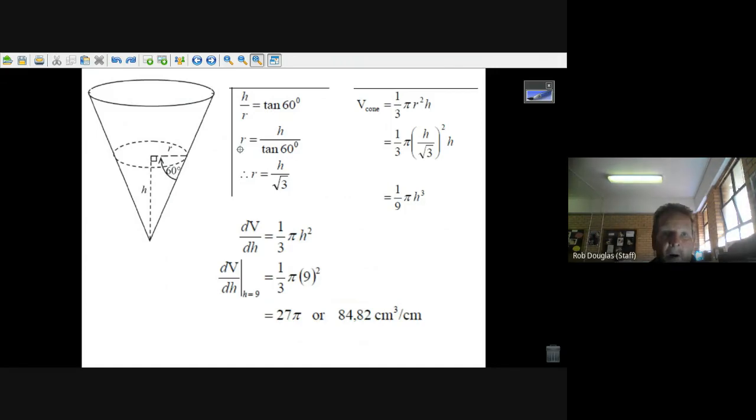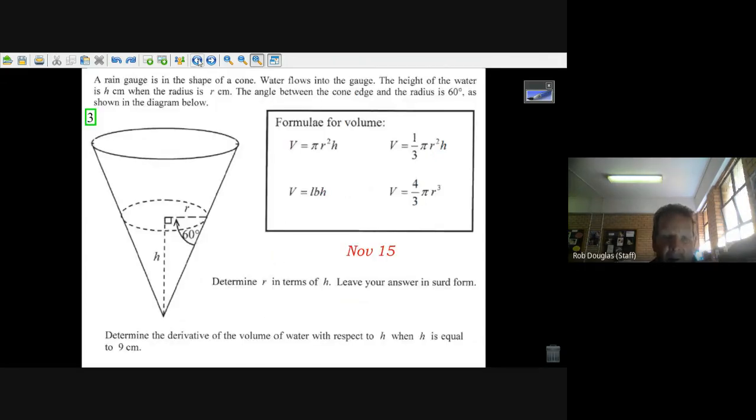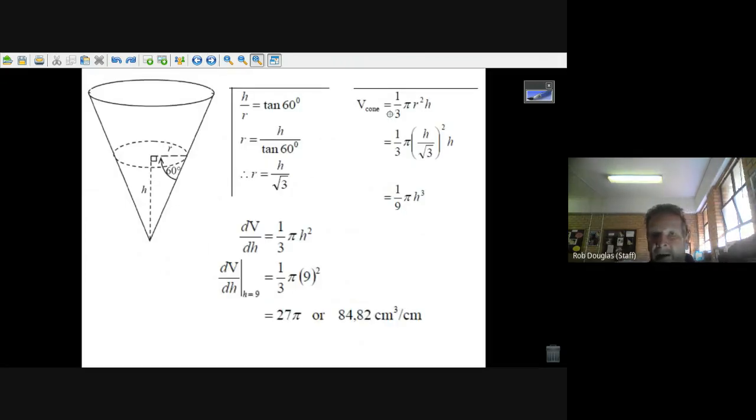Hey, we've got a formula for r, for the radius. And what it equals is h divided by the tan of 60. Your calculator will tell you it's √3. So there's the radius expressed in terms of h, and we'll leave it in surd form. Why not? Okay, well, now we need a formula. The next question says, determine the derivative of the volume of the water with respect to h when h is equal to 9 centimeters.